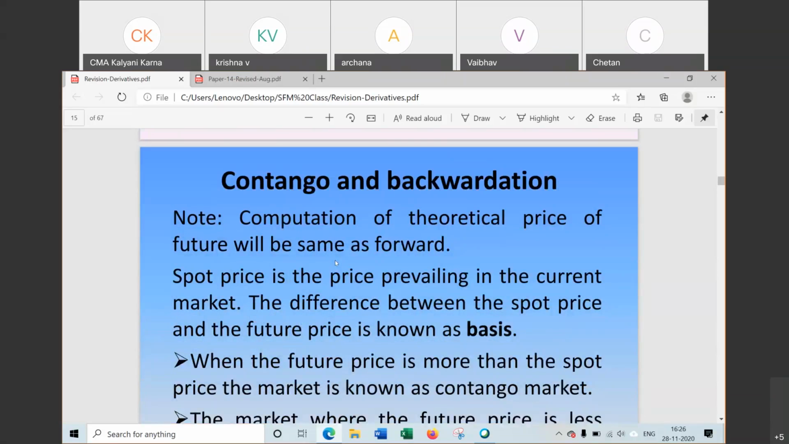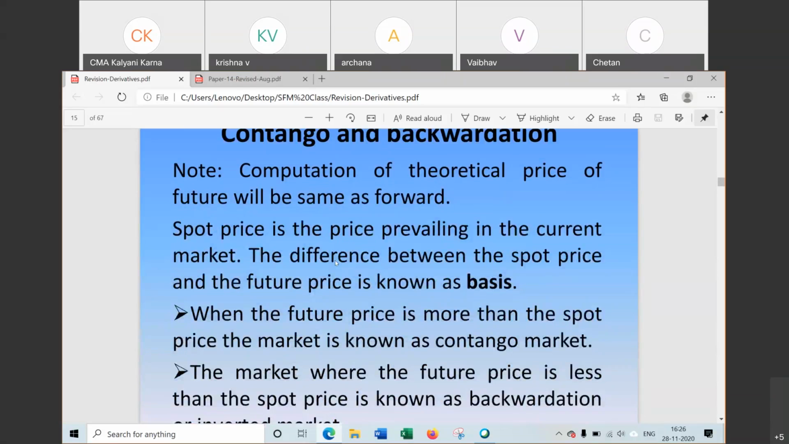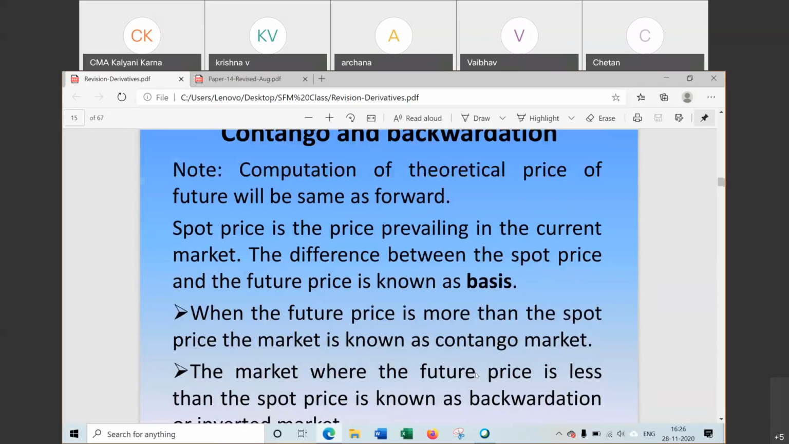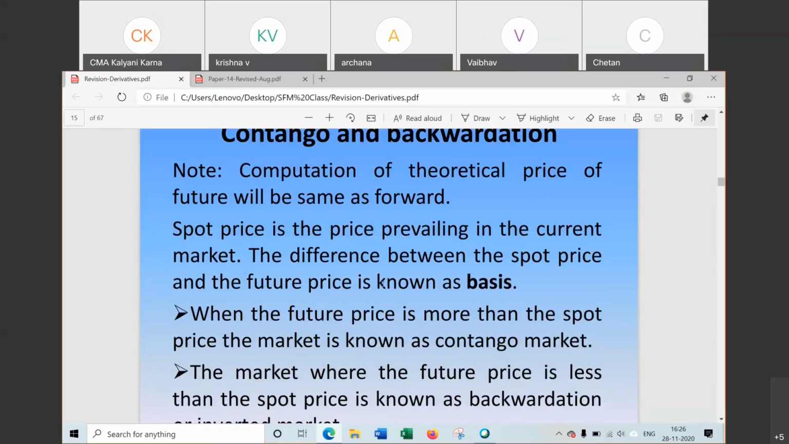Now contango and backwardation market. What is a contango market? A contango market is when the future price is more than the spot price, meaning when the future price is increasing. When the future price is more than the spot price, the market is known as a contango market. And when the future price is lesser than the spot price, the market is said to be in backwardation or an inverted market. The difference between the spot and future price is known as basis points.